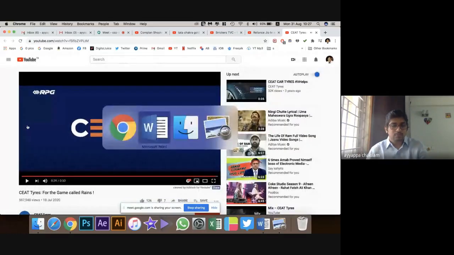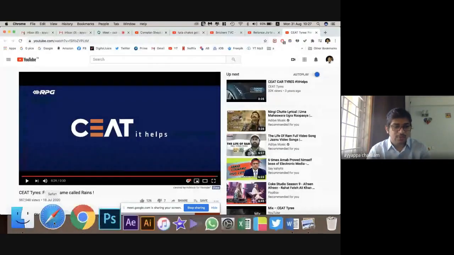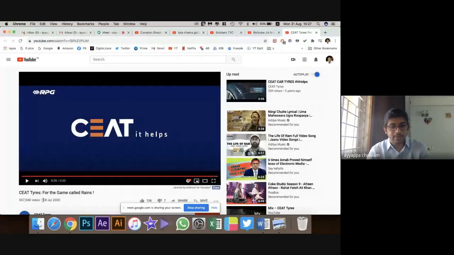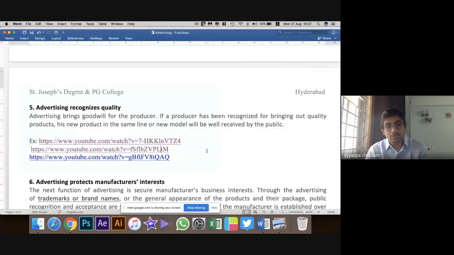So this particular ad, as you can see, was released on 18 July 2020. That is the time when we have monsoon in India. So they are trying to target the seasonal variations, telling that because of so many potholes, so many moon craters that we have on the roads, it's better to have your bike or two-wheeler fitted with a C8 tire, because that has a really good speed braking system that is going to save you from such incidents.